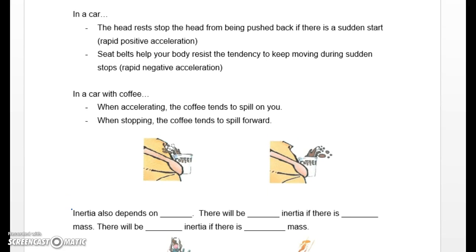So in a car, the headrest stops the head from being pushed back if there's a sudden start, like if you were to put the pedal to the metal and race off. And your seatbelts help prevent your body from moving during a sudden stop or a sudden change in direction. That'd be like a negative acceleration, where maybe you're slamming on the brakes.